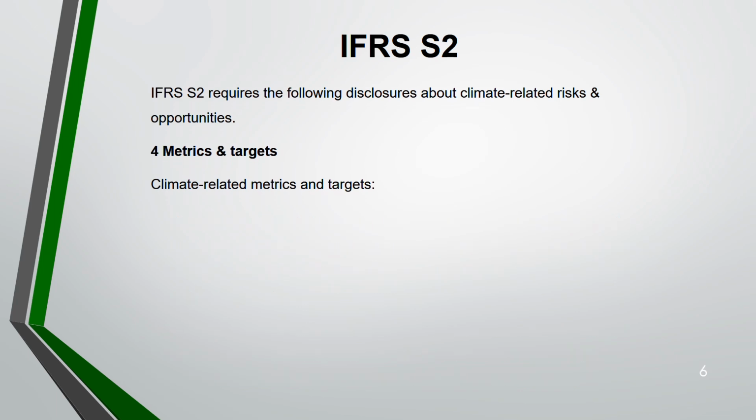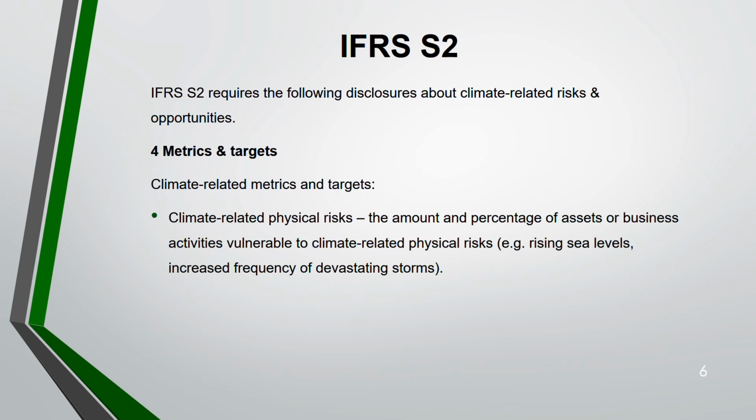Okay. Next, climate related physical risk: the percentage and the amount of assets that are vulnerable to climate related risk. For example, rising sea level, increased frequency of devastating storms. This can have an impact, especially on the construction industry. Some industries like the service industry will not be so impacted by the rise in sea level. But if you have a factory nearby the sea, ocean or a beach, let's say, you are very vulnerable.